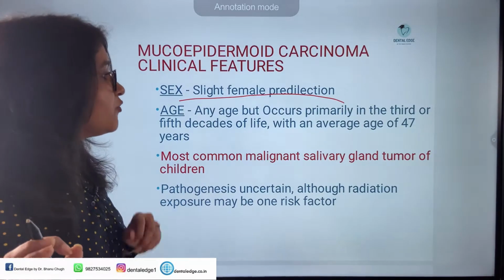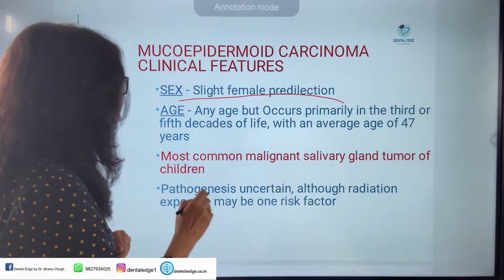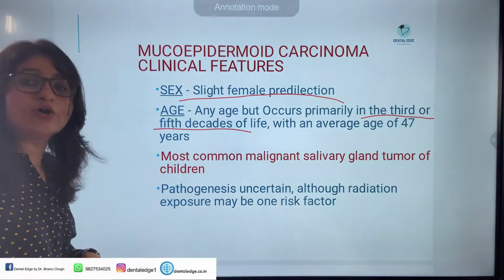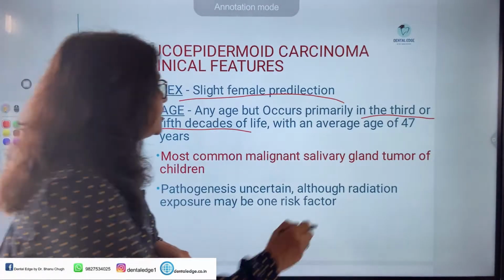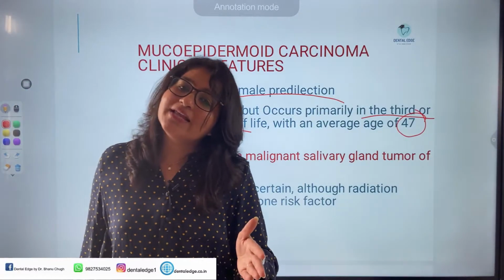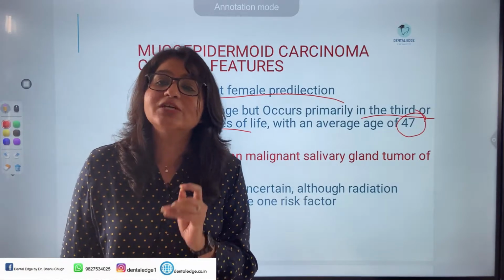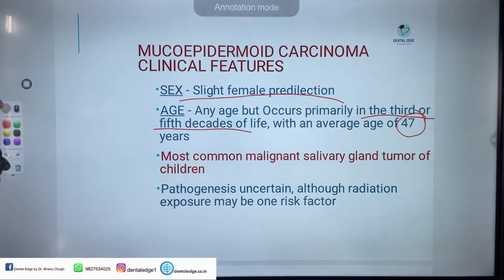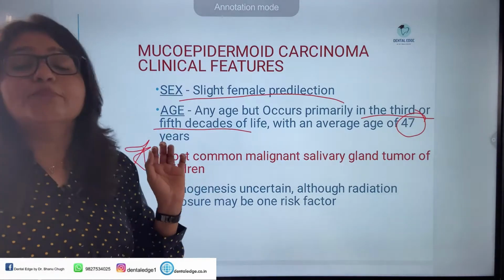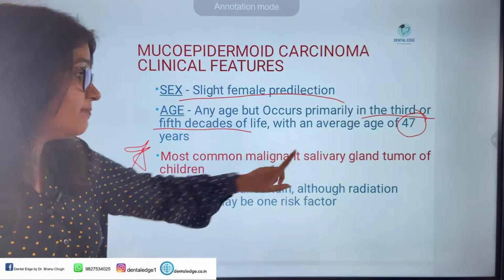Coming to the age of the patient, it can occur at any age, but it most commonly occurs in the 3rd to 5th decades of life with an average age of 47 years, right? So there is female predilection and the age is 3rd to 5th decade usually, and the average age is 47 years. Now one more thing that you need to remember is it is the most common malignant salivary gland tumor in children, right? This can be a question.